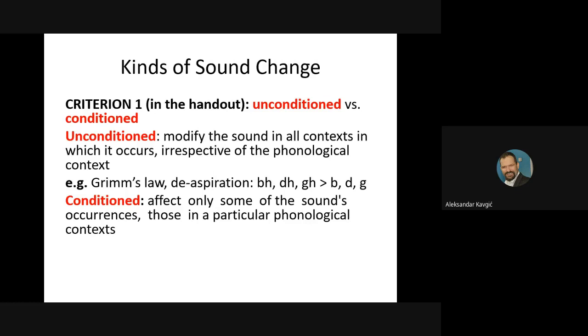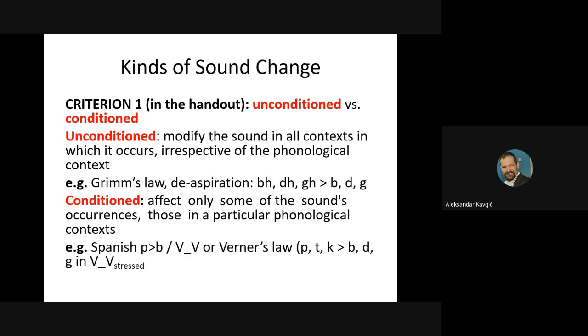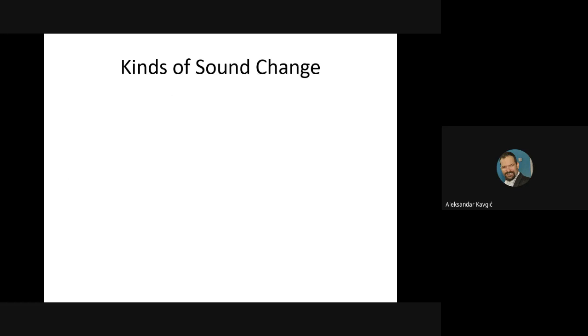And this is also true for Werner's law. So Werner's law is a typical example of a conditioned sound change. For example, what we had for three different terms over the last 2 years as a question was: how are regular sound changes further classified, provide an example for each. So this is the answer for that question. Regular sound changes are classified into conditioned and unconditioned. Unconditioned occur in all contexts, that is, they do not seem to depend on the phonological context. Grimm's law deaspiration is an example, but conditioned ones are different because they depend on the phonological context, and Werner's law is an example.